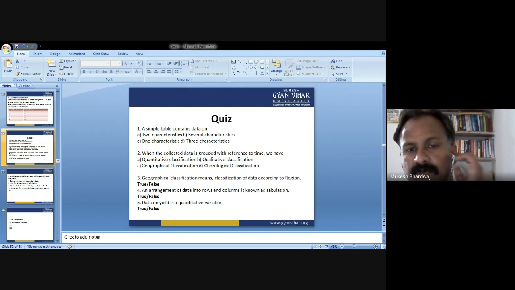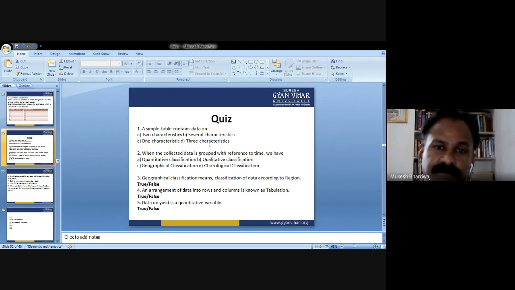When you draw a simple table, the data is described in the table based on how many types of characteristics. Simple table: two characteristics, several characteristics, one characteristic, or three characteristics. What is the appropriate answer? Anybody? What is the answer for this?